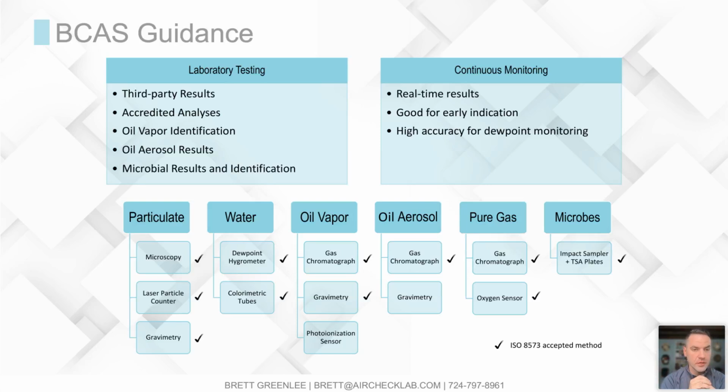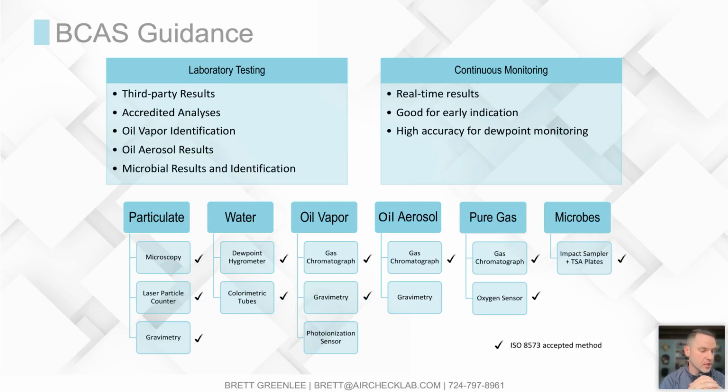So some of the pros and cons: there are two types of testing, right? There's laboratory testing and there's continuous monitoring. A lot of the folks that we see with continuous monitoring have a high enough risk that they're doing both continuous monitoring and laboratory testing. The pros with laboratory testing are third-party accredited results, which is a great tool in the toolbox, especially if you were to ever get audited.